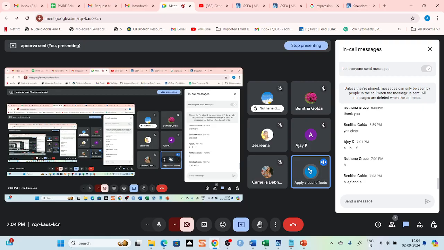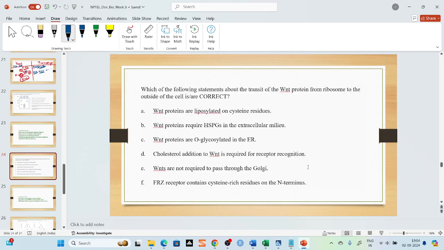So Ajay has answered A, B, and F. Grace has answered B, and Penitha has answered B, E, F, and A. Okay. So what we'll do is one by one, we'll try to understand each and every point, and then we'll see whether those points are correct or not.